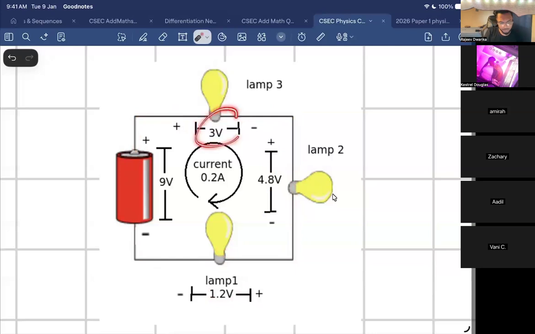I want you to add up 3, 4.8, and 1.2. Tell me what you get. 9. Are you seeing that 9 anywhere? Where do we get a 9 from? Battery. Exactly. So what we're saying is the sum of voltage drops across the circuit: 3 volts is dropped across this lamp, 4.8 volts is dropped across this lamp, and 1.2 volts is dropped across this lamp. But where are you getting the voltage from?